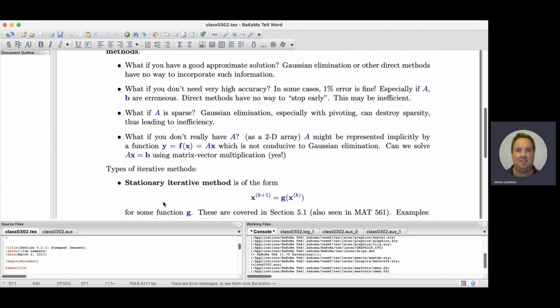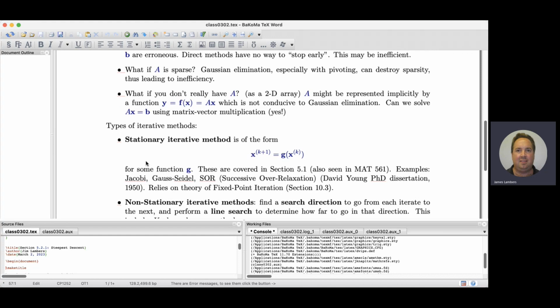Okay. Types of iterative methods. Stationary iterative methods can be described as a fixed point iteration, where you have some initial guess x0. You substitute into some function g to get x1, substitute x1 to get x2. You keep substituting. And the idea is that hopefully this converges to the exact solution. We're not actually covering those in this course. They're covered in my other class, Math 561, which will be offered next spring. In the book, that is section 5.1, and we're just skipping over that. So these are some well-known stationary iterative methods.